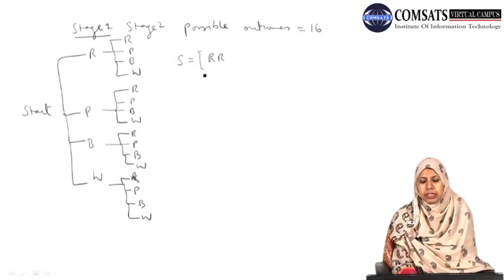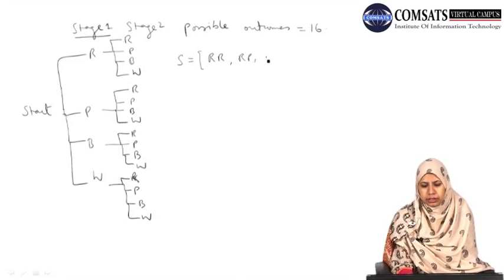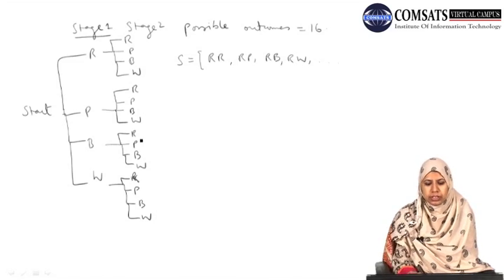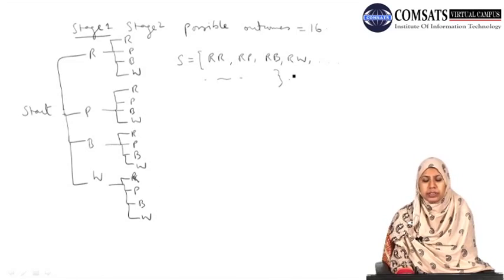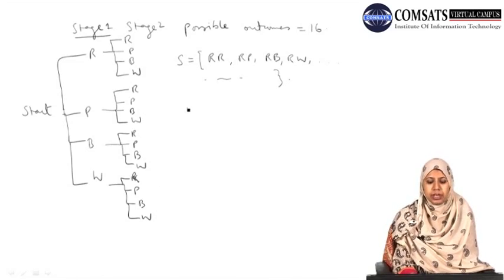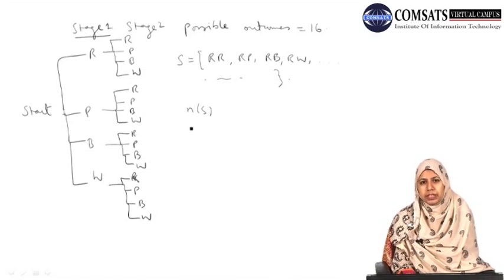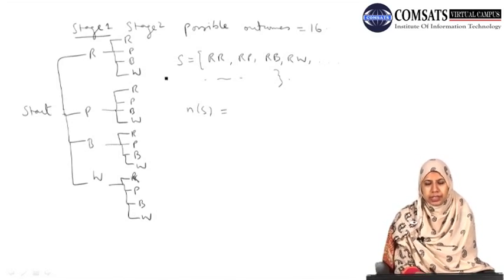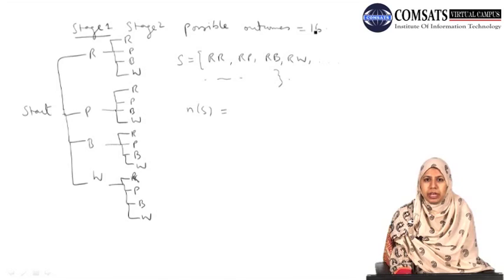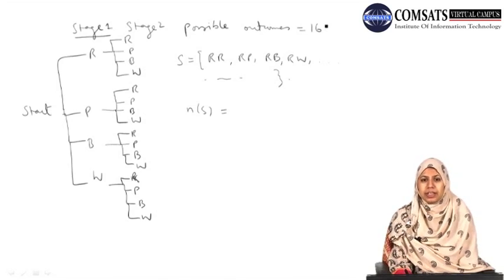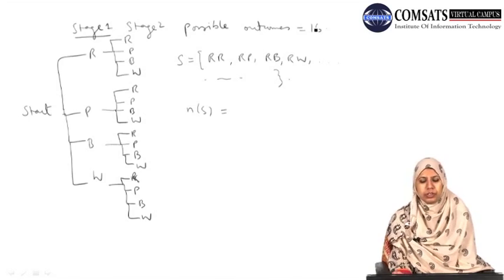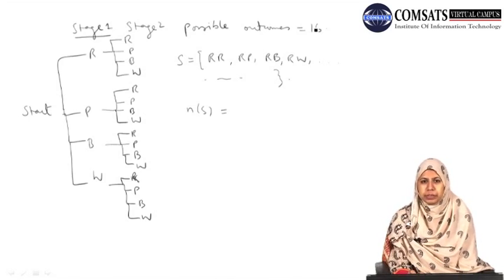That is, the first marble taken out is red, and the second marble taken out is red again, red pink, red black, red W, and writing all these combinations will be our sample space. We are also asked to find the number of sample points, or the size of our sample space. So in this case, the size of our sample space, we know the possible outcomes are 16, but is there any defined formula which can be used to find the size of our sample space?